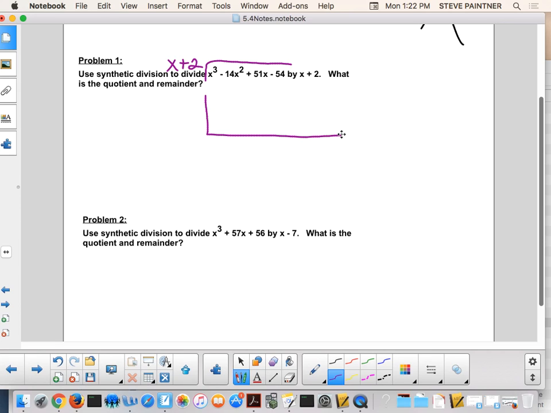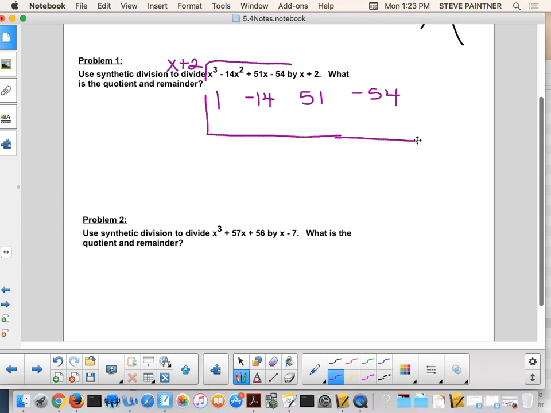Now, what they said in that paragraph up above is take all the coefficients of your polynomial, your dividend, and write the coefficients only. So what's the coefficient in front of x cubed? 1. In front of x squared? Negative 14. Then? 51. Then? Negative 54. Okay. So this is what they said to you. Just do it every time.